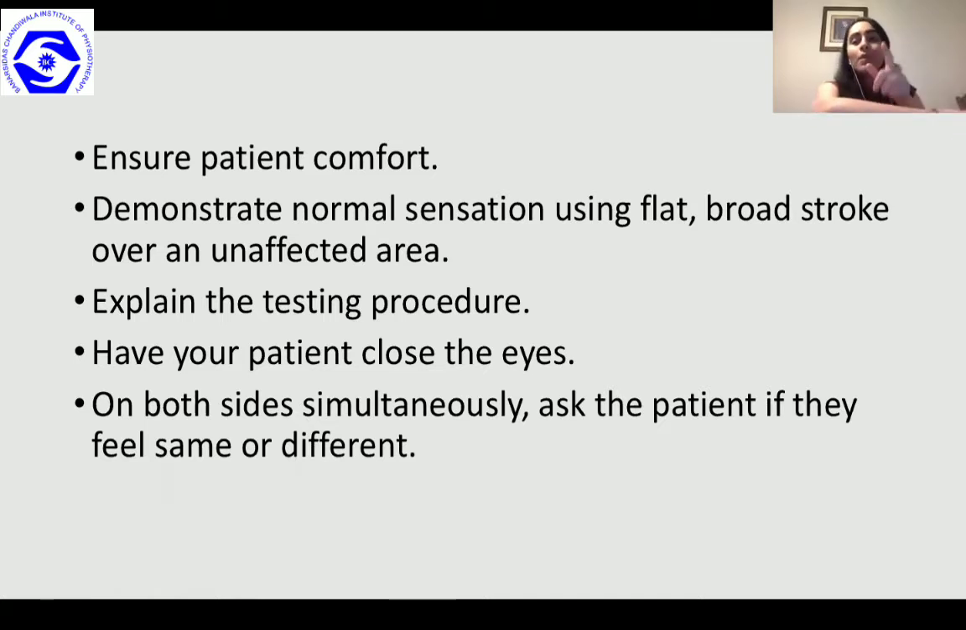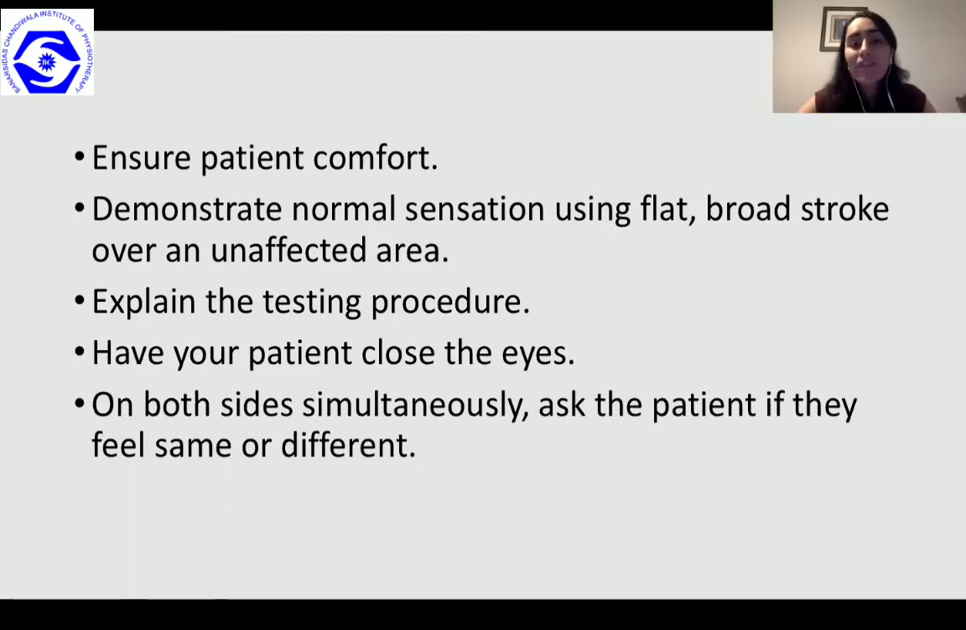I'll just show you on my hand. So it has to be flat, broad strokes. So we'll explain the testing procedure to him, what we will be doing and what we expect out of him. First of all, we will be telling him to open his eyes, and we will be doing it on the unaffected side. So just a flat, broad stroke.